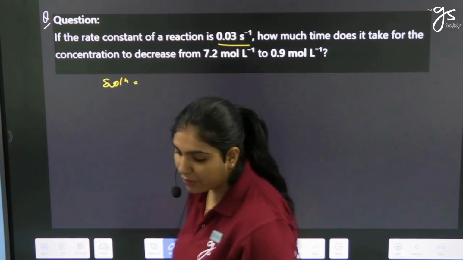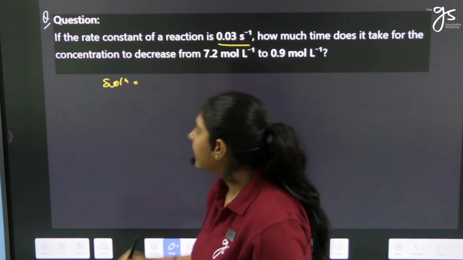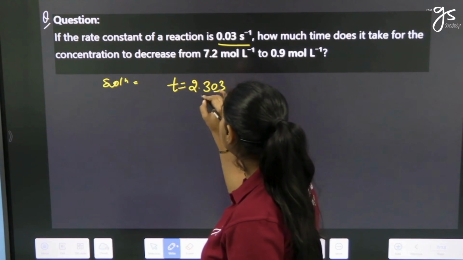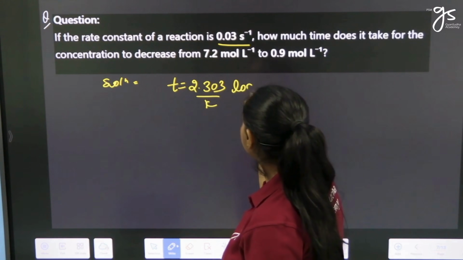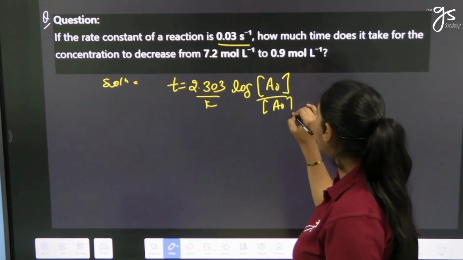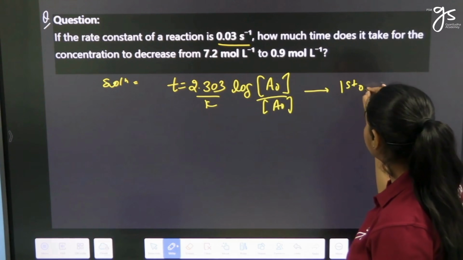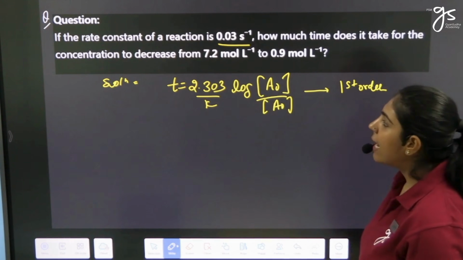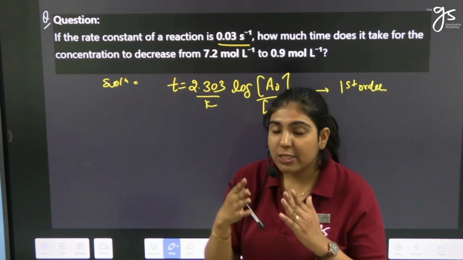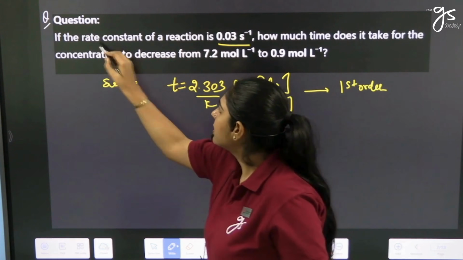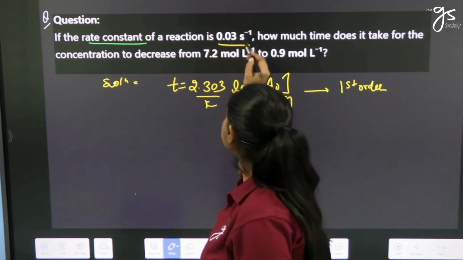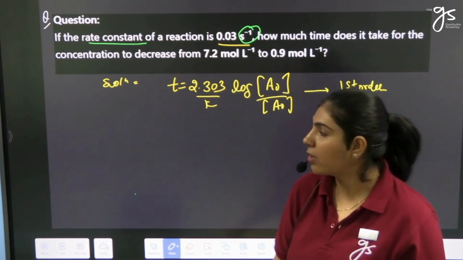First of all, what we should know, what is the formula for this? That is t is equal to 2.303/k log of the concentration [A]₀/[A]. This is the formula which we use for the first order reaction. Right? And how do we know that this is the first order reaction? You can directly tell just by looking at the value of the rate constant. You can easily see that the unit is per second, so it is a first order reaction.